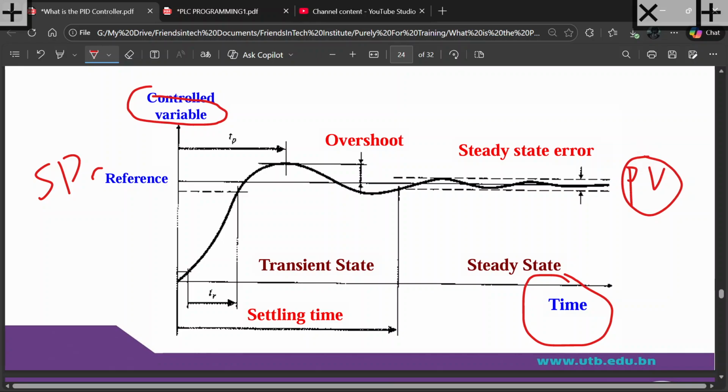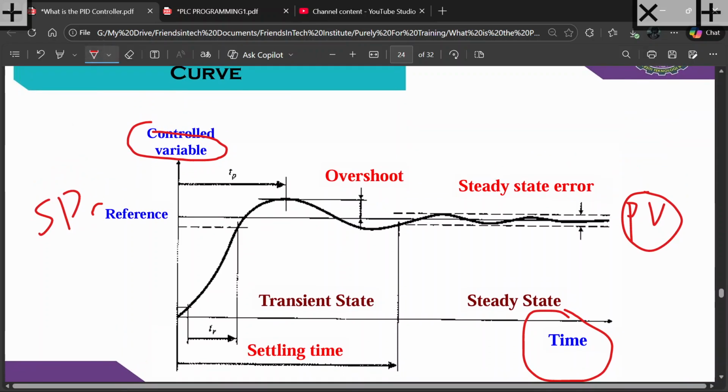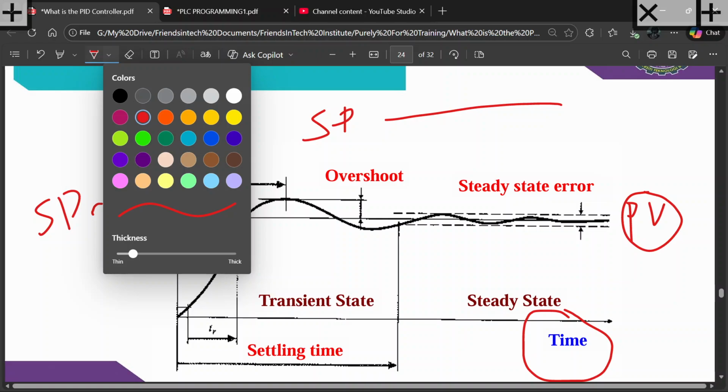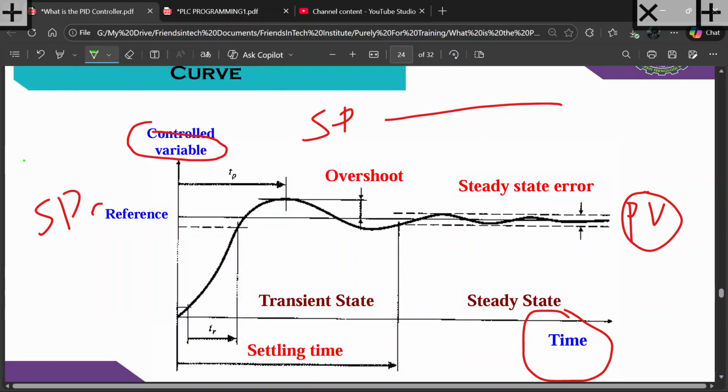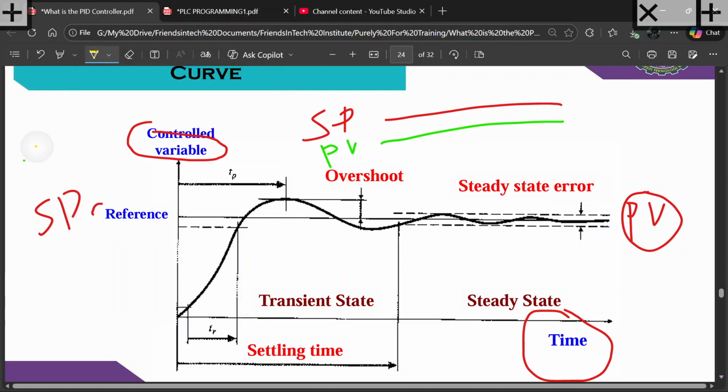So actually the goal of PID is really simple. With PID, the objective is simple. We are just trying as much as possible to reduce the difference. If this is your SP and this here is your PV, the work of PID is really simple. We are just trying to reduce this error, or the difference between SP and PV. We just want to minimize this.